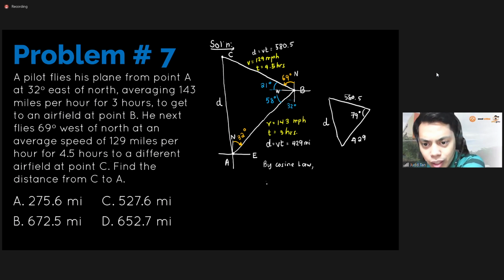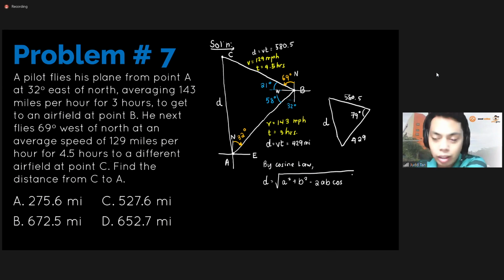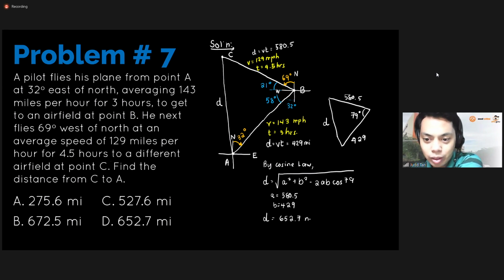Ano pong cosine law natin? Square root of A squared plus B squared, minus 2AB, cosine of yung angle, which is 79. Okay. So, si A, guys, is 580.5. Then si B is 429. Okay, ano pong sagot natin? Okay, malamang ito po yung may sagot kanina, 600. Ayan, 652.7. Okay, do it on your own, guys, ha?